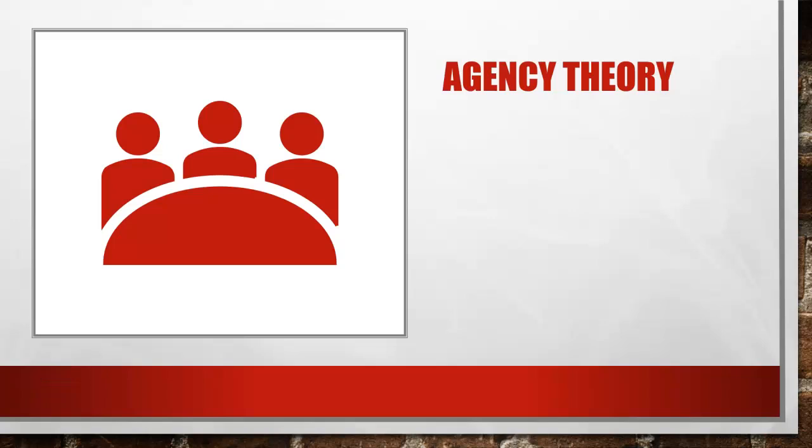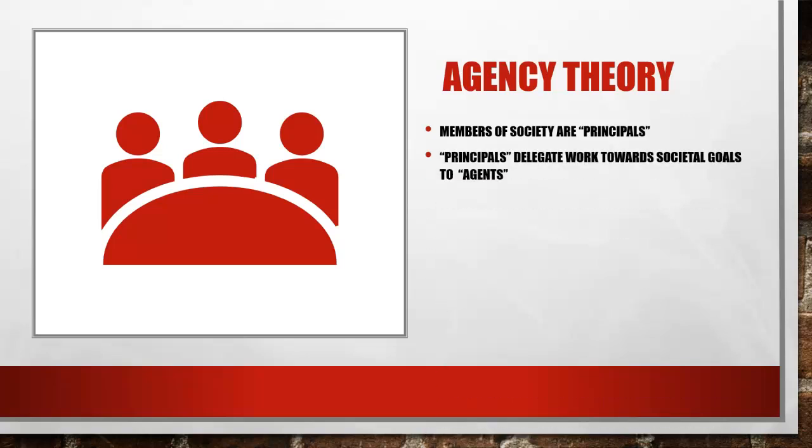Hey folks, let's talk about agency theory real fast. Now, agency theory simply has the idea that there are members of society, and these members of society serve as principals. Principals then delegate their work towards societal goals to the agents. So principals, all of us in society, we have things that need to get done for society, so we're going to delegate these things we need to get done to agents. Now, agents are going to actually do those things for us, or at least they should.